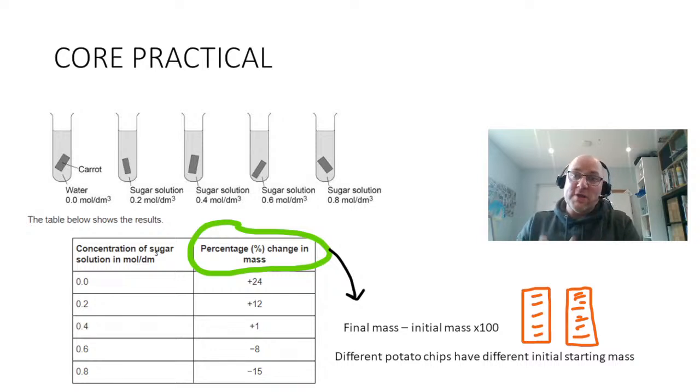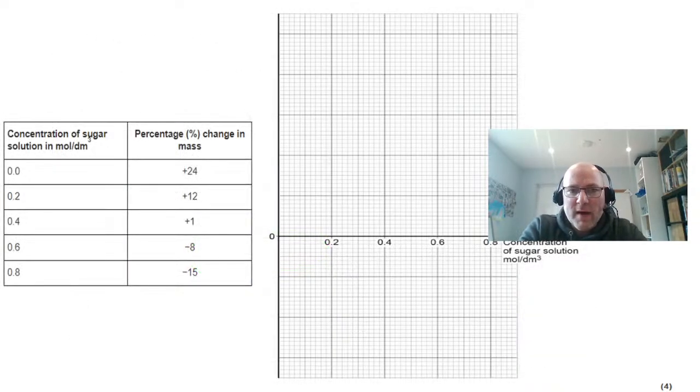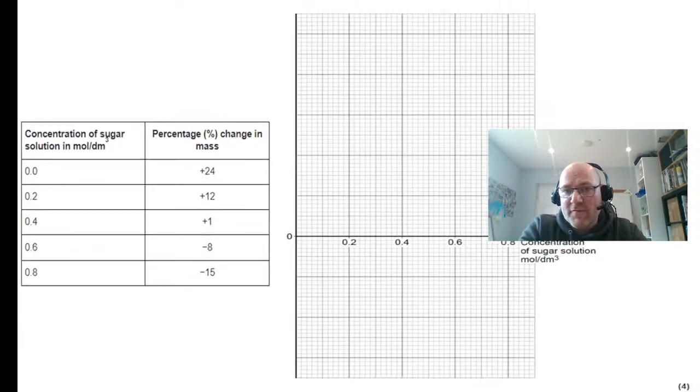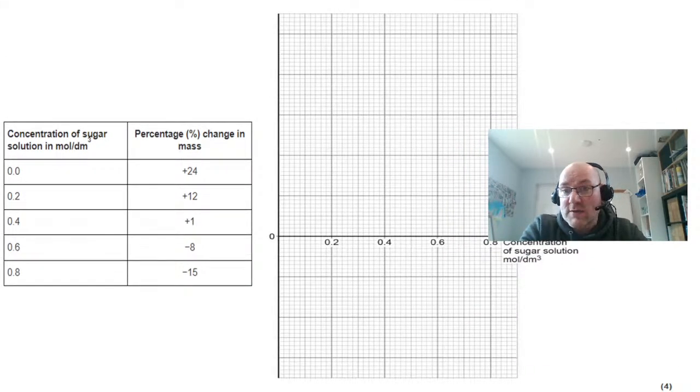So you can't cut two identical chips and think that they're going to weigh the same, because that's not the way it works. Okay, so they will all have different starting masses, so it's fairer and easier to compare by changing it to percentage. So make sure you're aware, different starting masses, we have to do it as percentage change to make it fair.